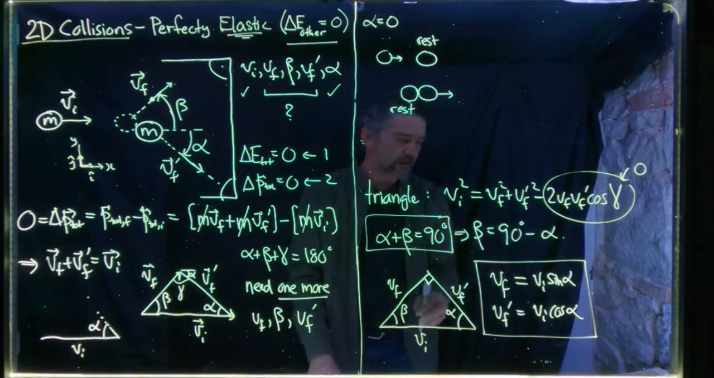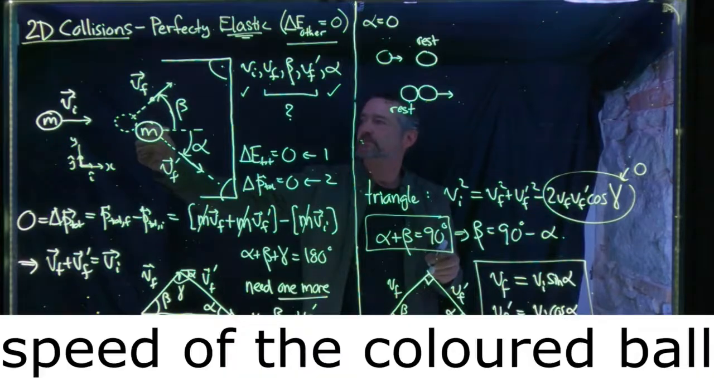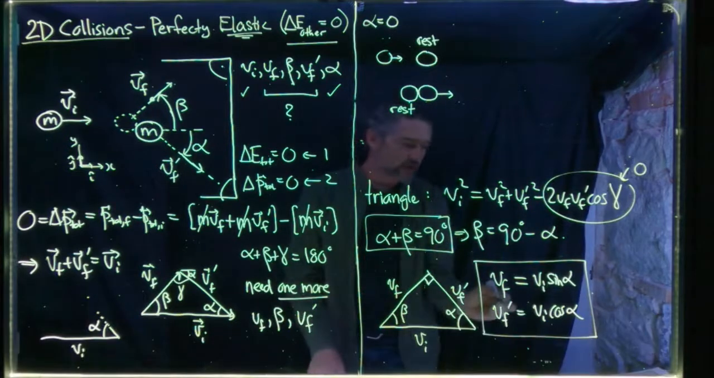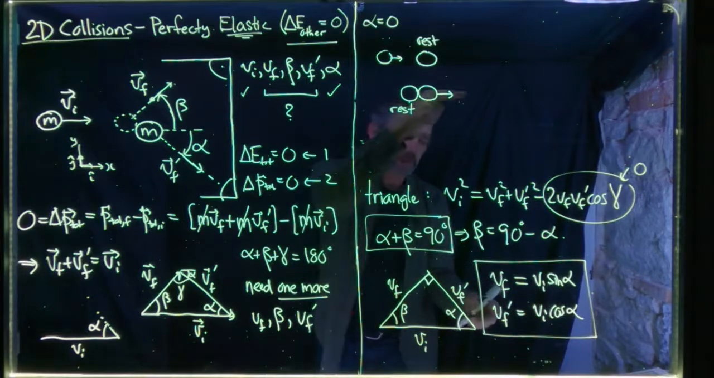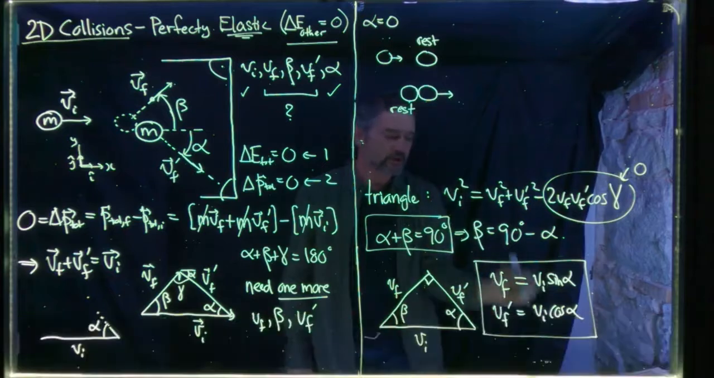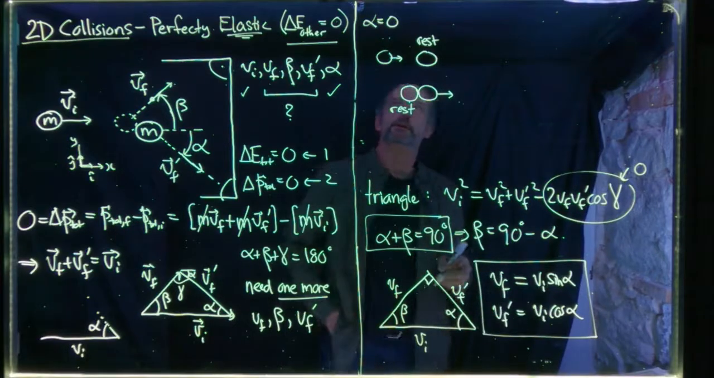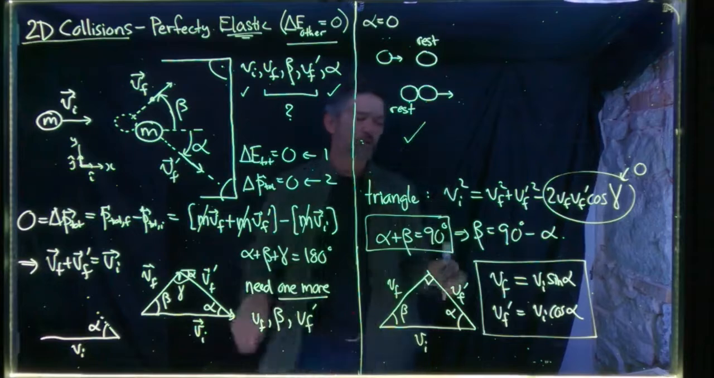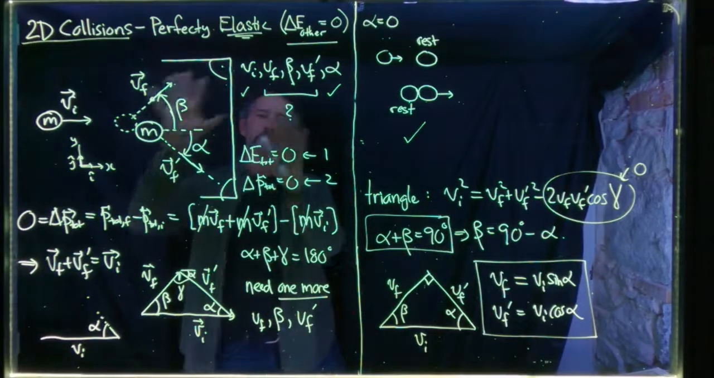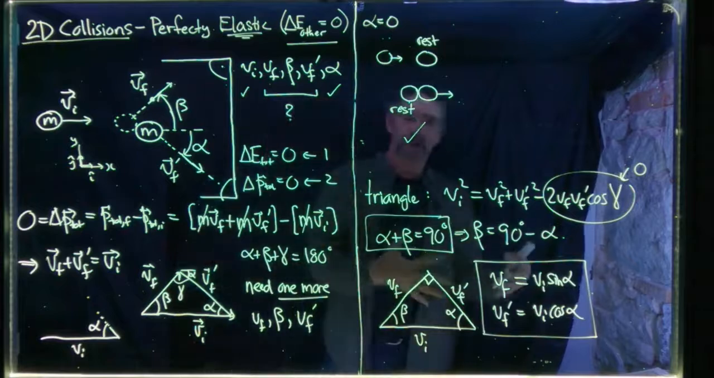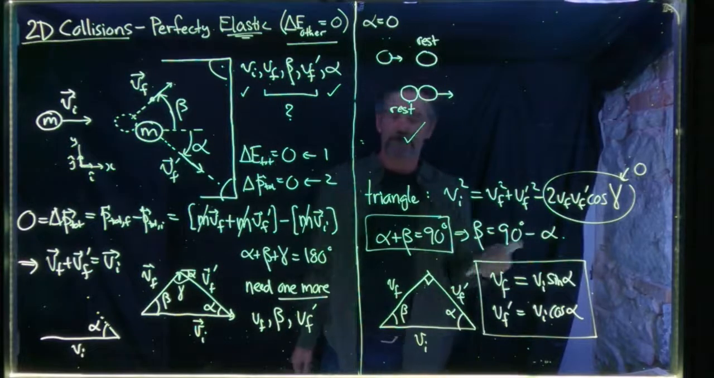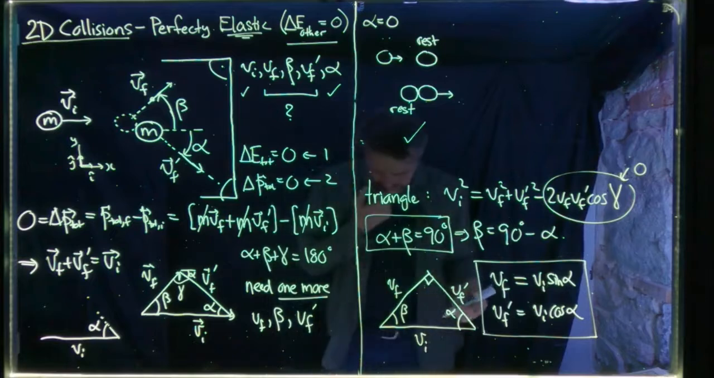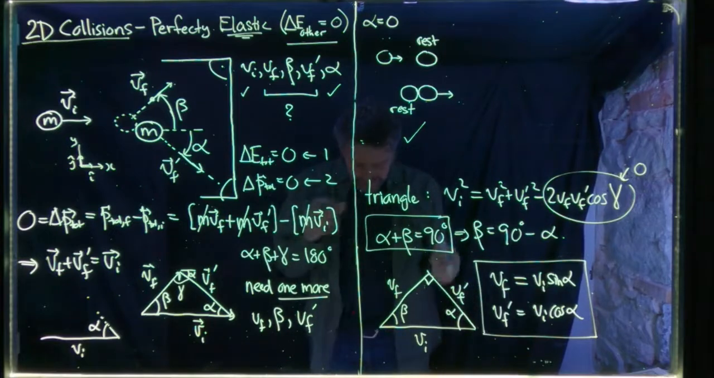So that's right. And then v final prime, the speed of the white ball, should take off at the same speed as the cue ball originally had. When we stick in alpha equals 0 degrees here, cosine of 0 is 1, and v final prime, the speed of the white ball, is equal to v initial, the initial speed of the cue ball. So that's correct. Our two-dimensional perfectly elastic collision reduces to the expected results in one dimension, when it's a head-on collision and when the masses are equal.